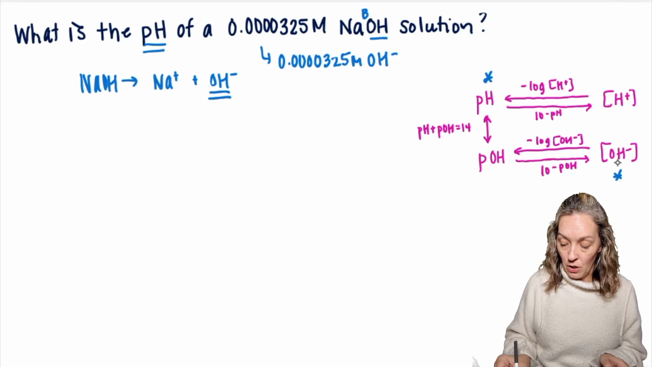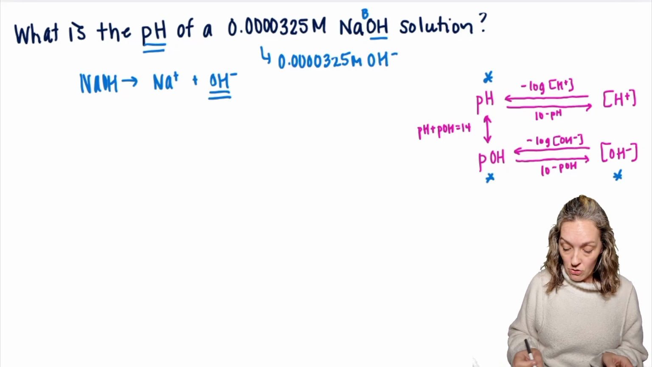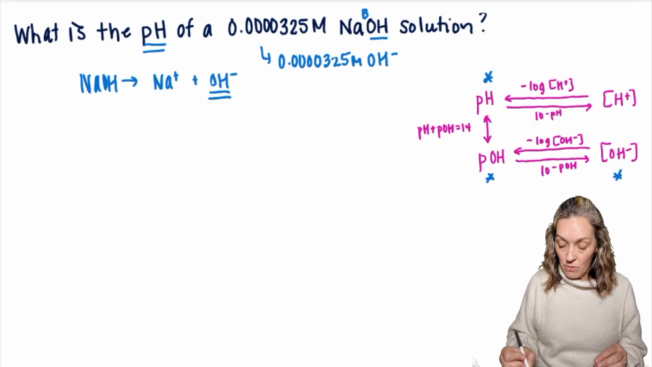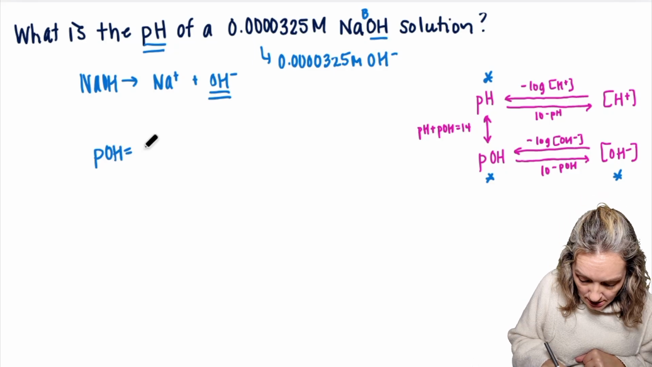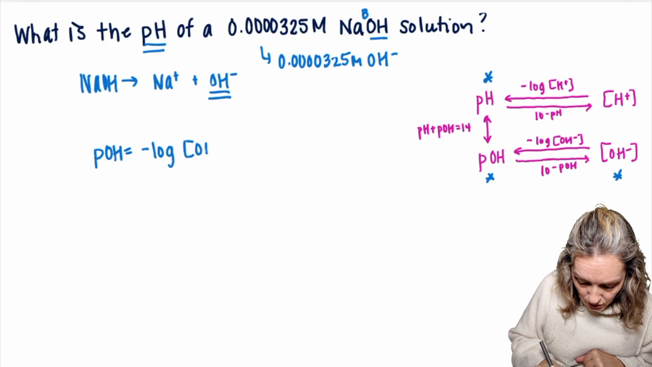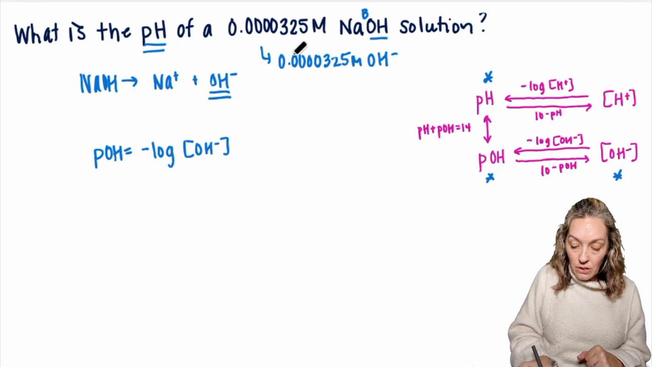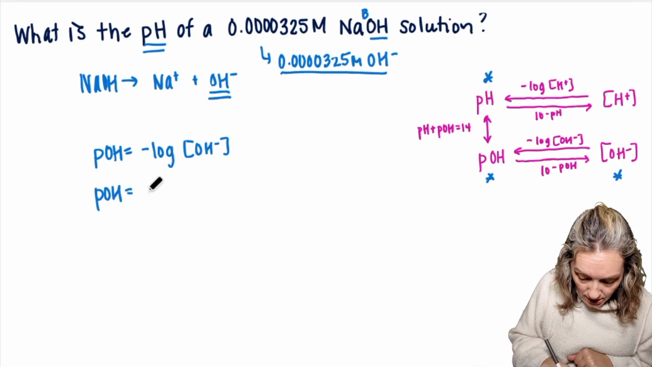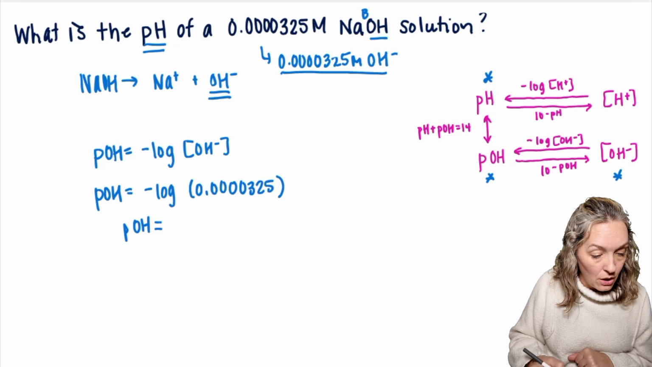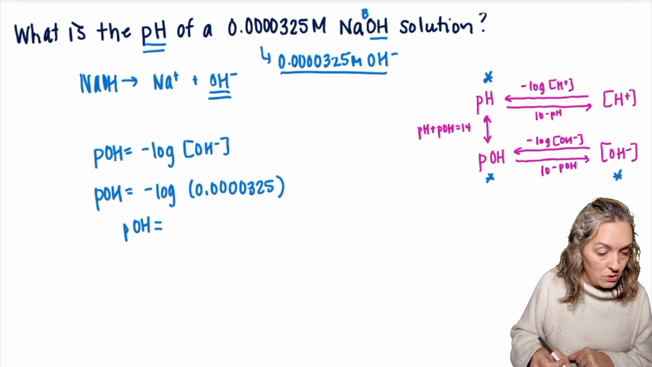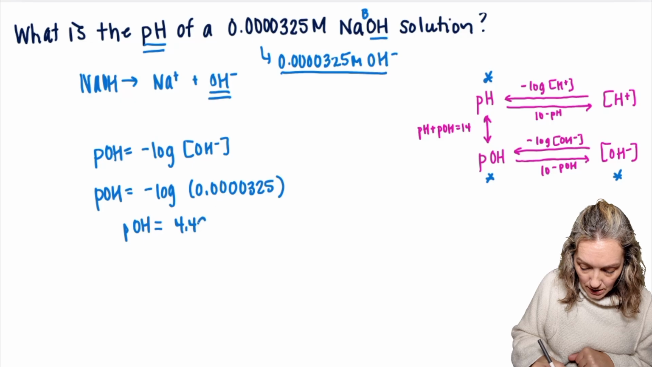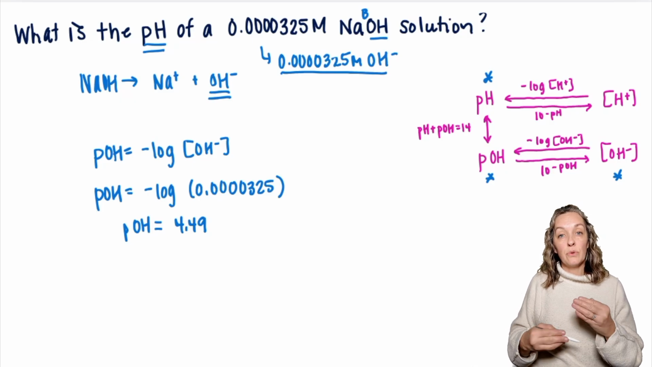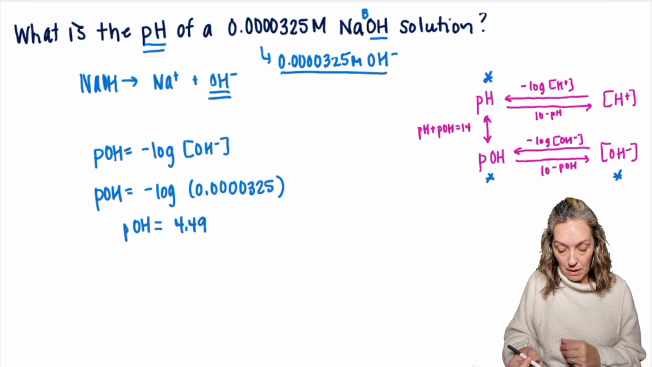First step is to get from OH minus to pOH. In order to do that, it tells me that I need to take the negative log of my OH minus concentration. pOH is equal to the negative log of the concentration of OH minus. I know the concentration of OH minus from up here, so I'm going to plug it into my equation, and when I do that, I get a pOH that is equal to 4.49. Now, that is indicating my OH concentration, but I need to express this as a pH value since that's what the problem asked for.